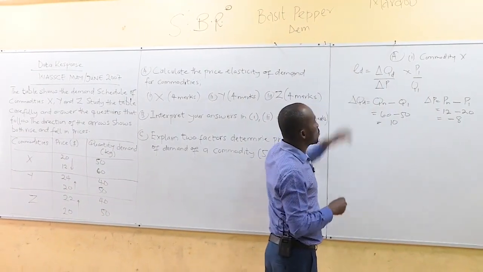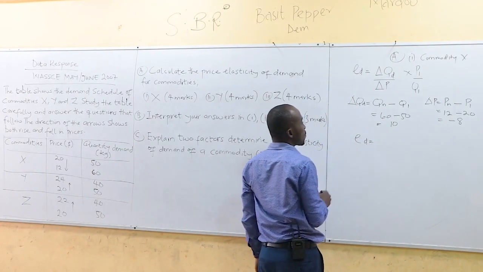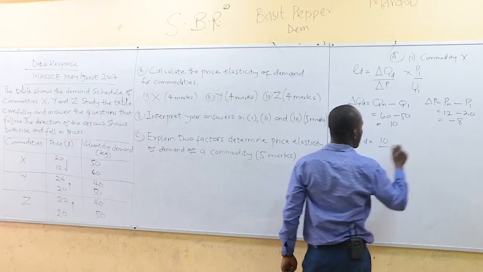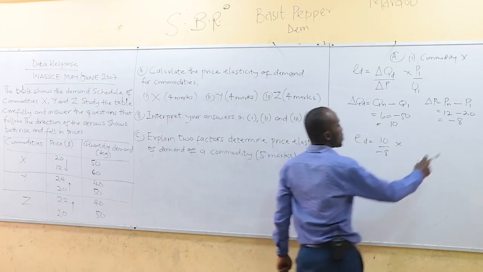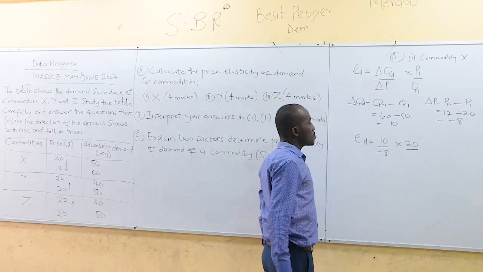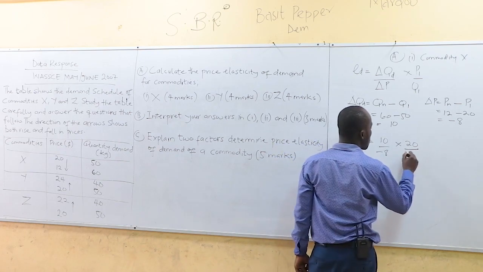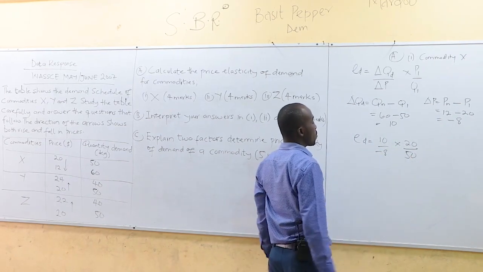So we go to our formula, we put this inside. Elasticity of demand is equal to change in demand. What's the change? 10. What's the change in price? Negative 8. What's the initial price? 20. What's the initial demand? Initial demand is what? 50. So initial price is 20, initial demand is that. So what do you have here?